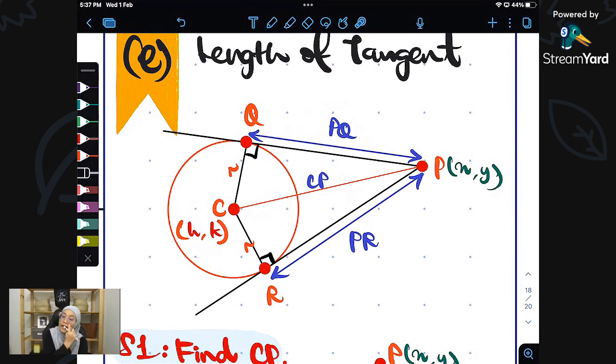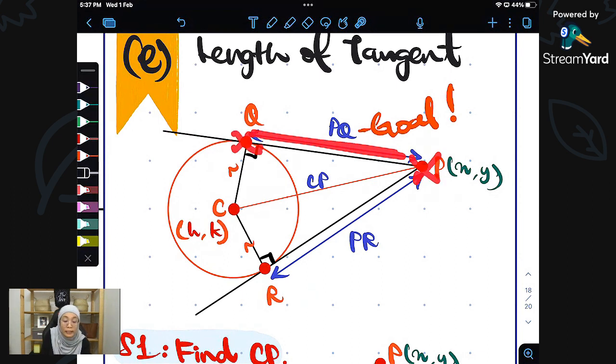We can use any labeling. This is just an example for you all. So basically this is the length that we want. This is our major goal, which is to find the length of the tangent from a point P to the circle, touching the tangent line. So here we go. How do we do it?